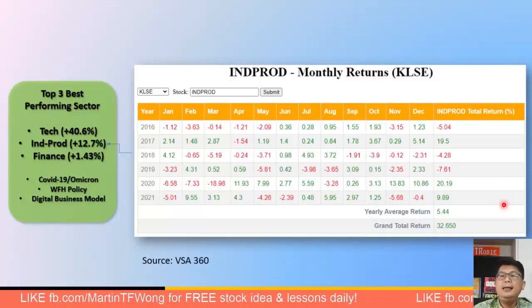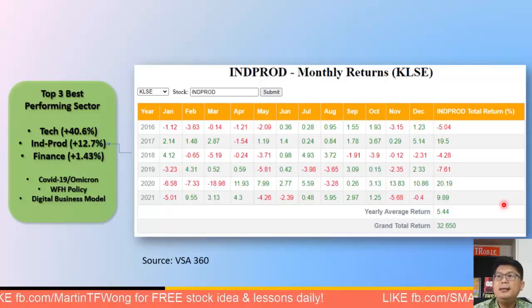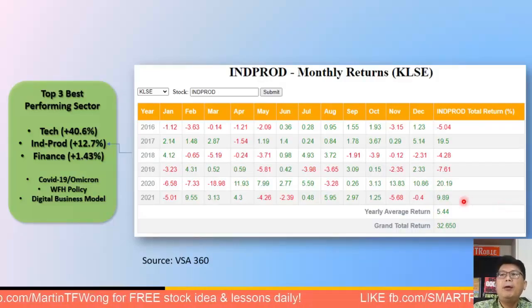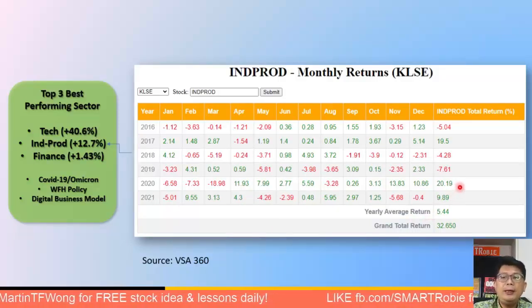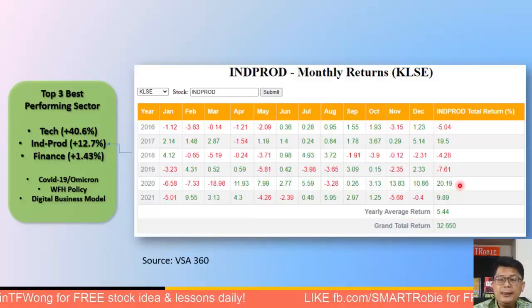Now, second on our list is industrial product, with a 12.7% return. All right, so you can see here the total return up to now is about 9.8% in here. So what you have seen so far, industrial product fared better in 2020, partly due to the work from home policies.